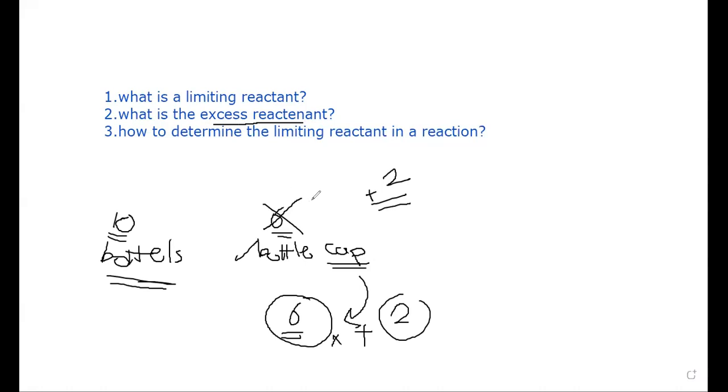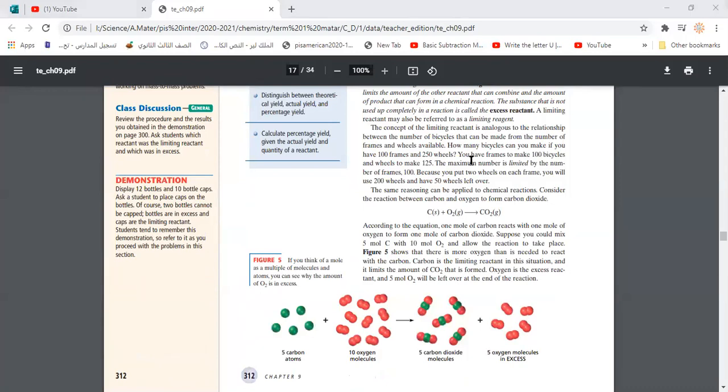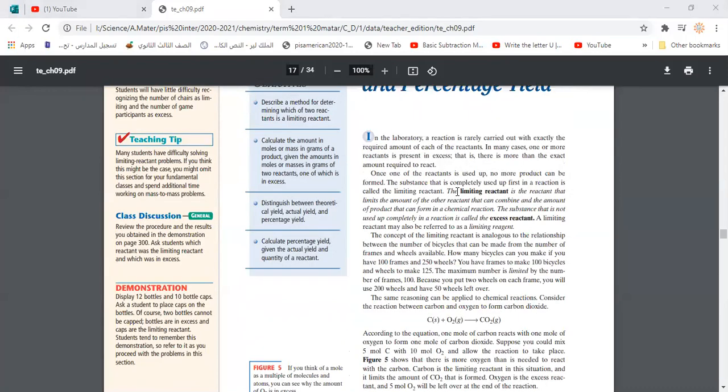Is it a hard question? No. So we know what the difference is between limiting reactant and excess reactant, guys? Okay, so we're going to go back to this part to get more examples to clarify the idea. So here, guys, you have your definition. We said that the limiting reactant is the reactant that limits the amount of the other reactant that can combine and the amount of product. While the excess reactant is the substance which is not used completely during the reaction.